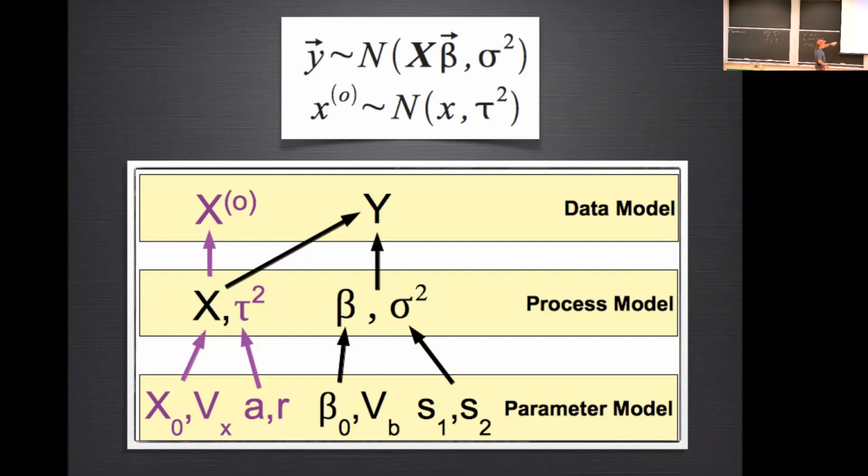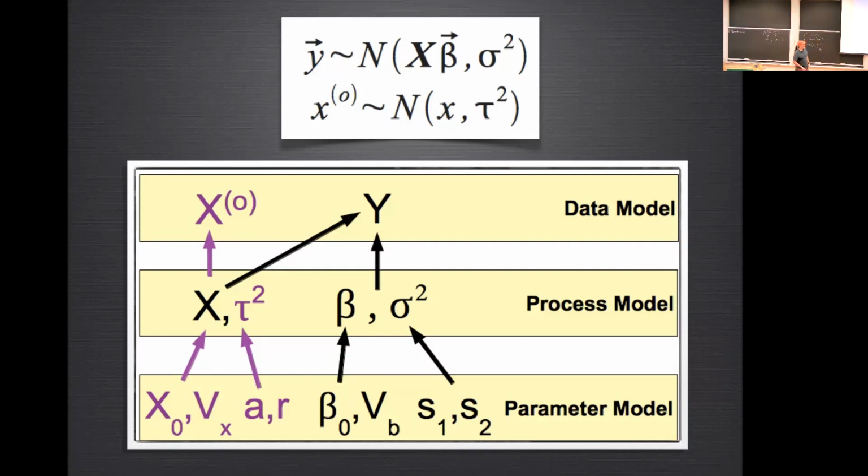So when we do that, this latent x moves into the process model level. And so we have this relationship between the observed x and the latent x. We then use the latent x in the regression. So rather than using the observed x in the regression, we use the latent inferred x in the regression. There's this observation error tau, so we need to put priors on that. And the other thing we need to do, because these latent x's are unknown things we're trying to estimate, is that they all need priors as well.